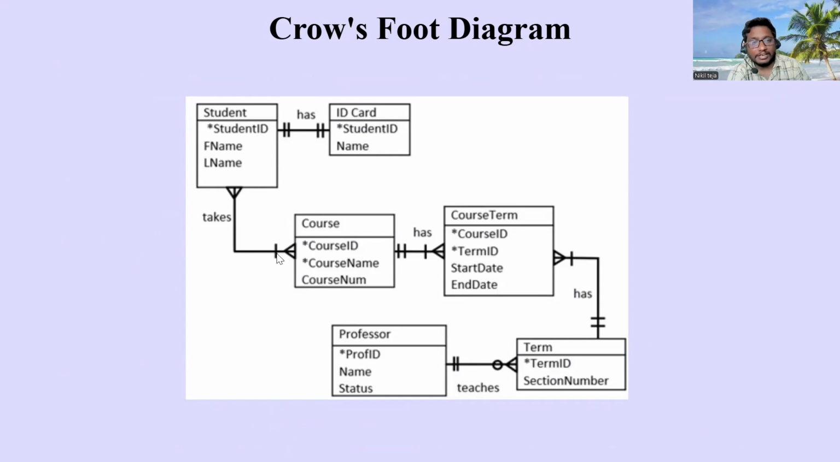If there is only a single line, it is one. If there are multiple lines, that is one to many. Here, from the course table to the student table, there is a one to many relationship. From the student table to ID card, there is a many to many relationship. From the course table to course term, there are one to many relationships. So, the relationship depends upon the process and the system, right?